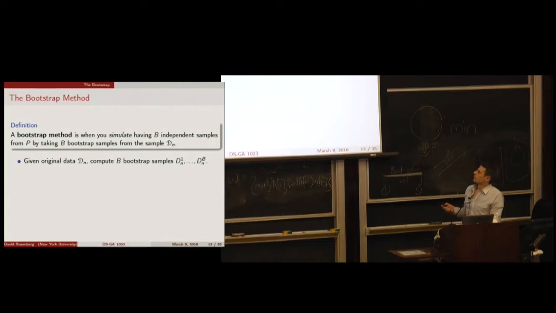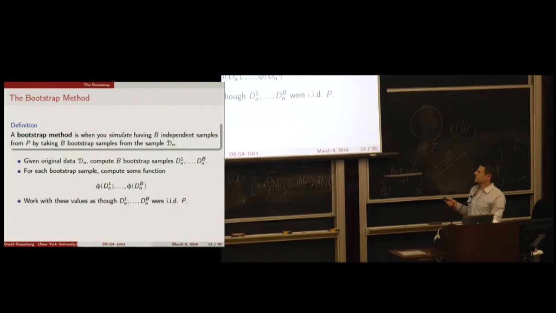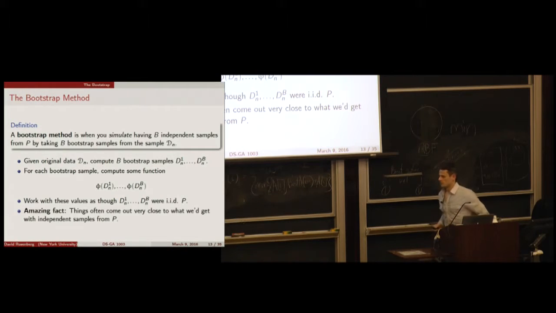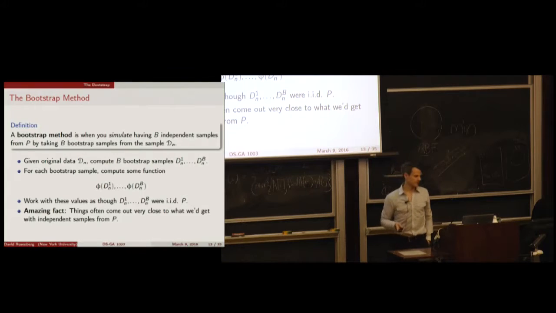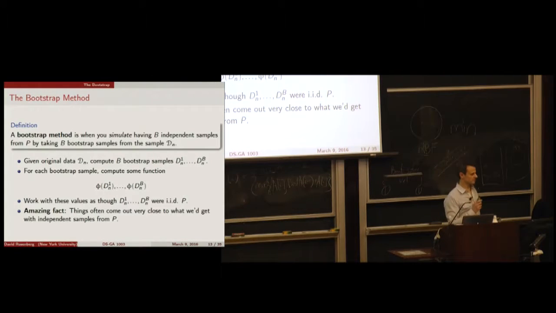All right, so we have our original data Dn. We make B bootstrap samples. I've written not script D here, just regular D, to say bootstrap. And then for each bootstrap sample, we compute some function, this would be a statistic. And we work with those as though they were drawn IID from P. So the amazing thing is that this often comes pretty close to what you would get with actual fresh samples of size n from the original data generating distribution.